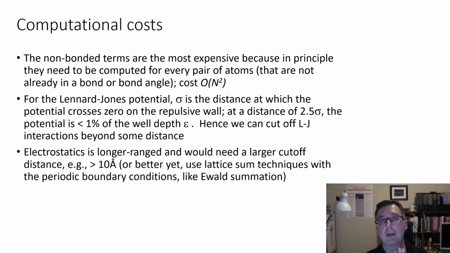You can do a similar thing with electrostatics, but the problem is Lennard-Jones dies off as 1 over r to the 6th, electrostatics dies off as 1 over r, so it's a slower decay, and your cutoff distance would have to be much bigger, maybe like 10 angstroms or maybe more. There are other mathematical techniques to deal with that, lattice sum techniques or Ewald summation techniques that are a little beyond what I'm going to discuss, but that's what you would want to do to account for those long-range interactions. And these kinds of interactions are going to dominate your computational cost just because there's more of them.